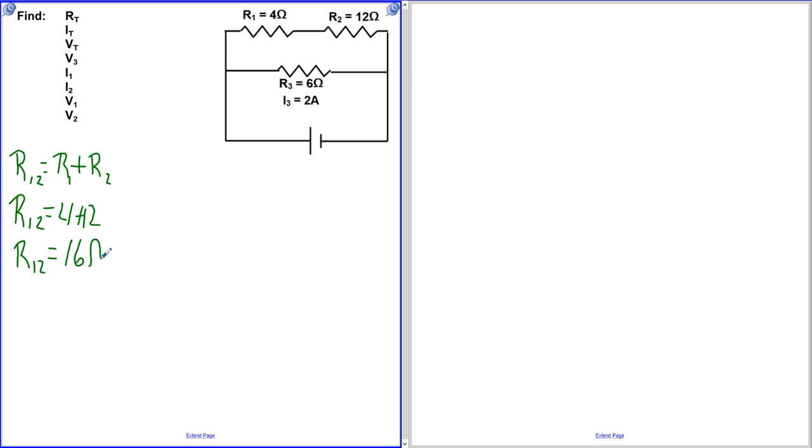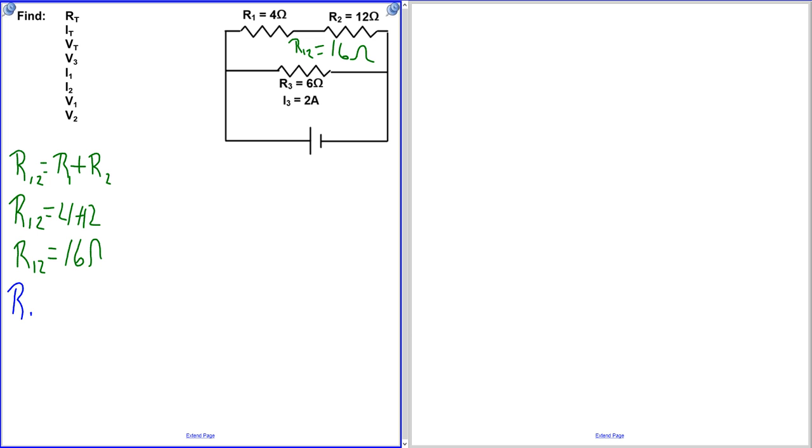So even if you want, you can write that right up into your diagram if that helps you. So I can say that this is 16 ohms. So now I can move on to finding my total resistance. And like I said, if we think of R1, 2 together, we could say that it's in parallel with R3. So now I can switch to my parallel rules and find my total resistance.